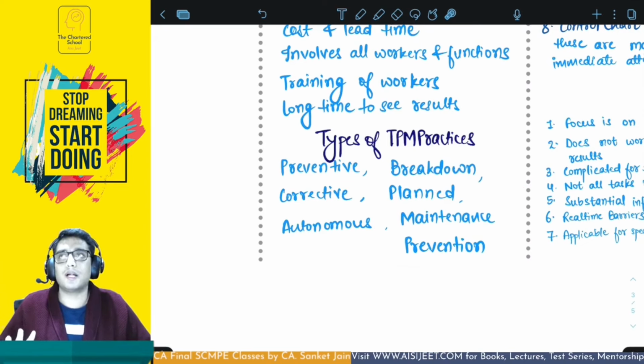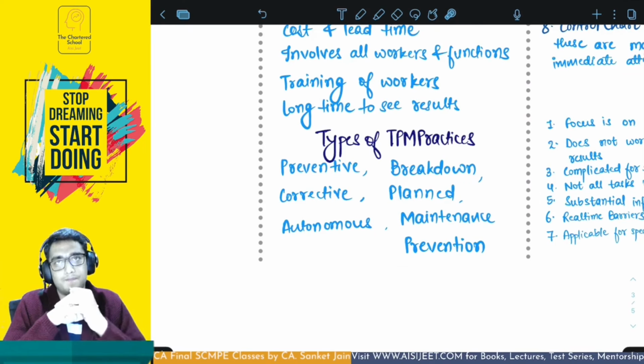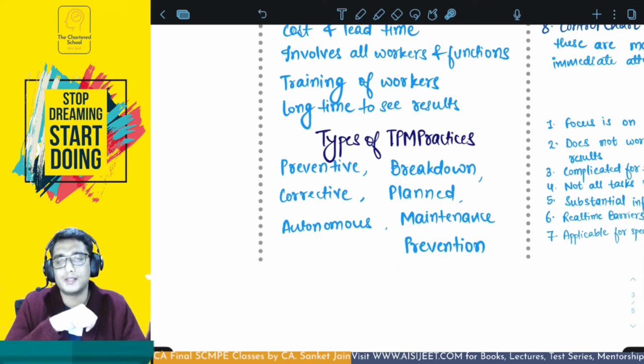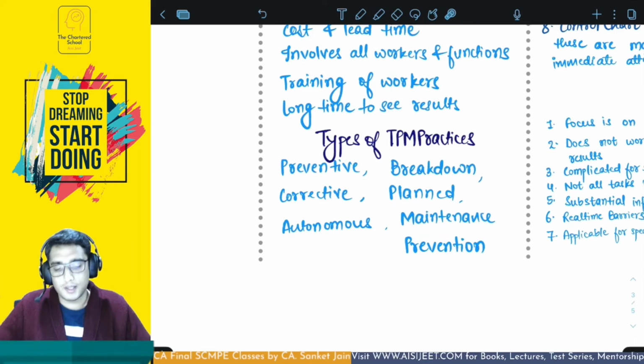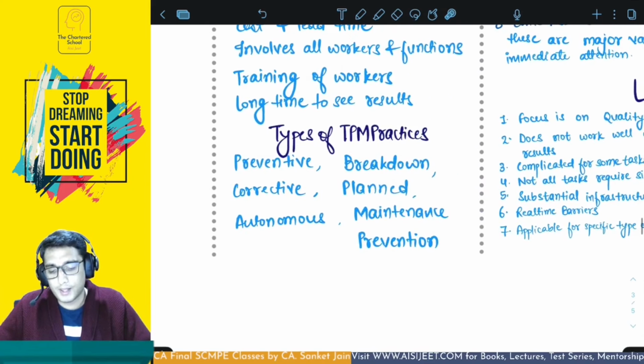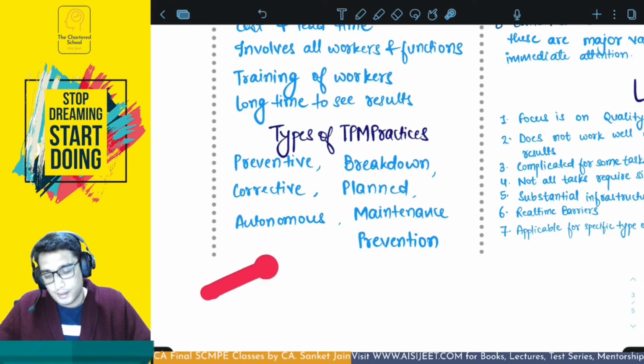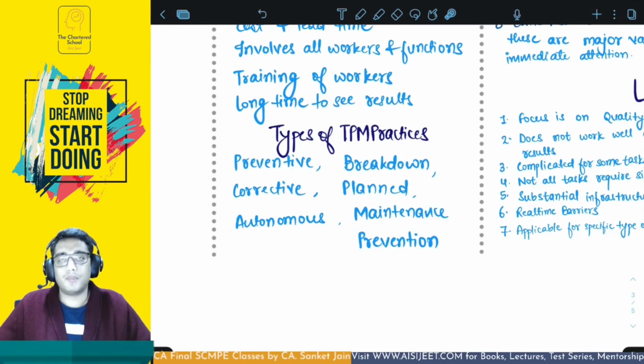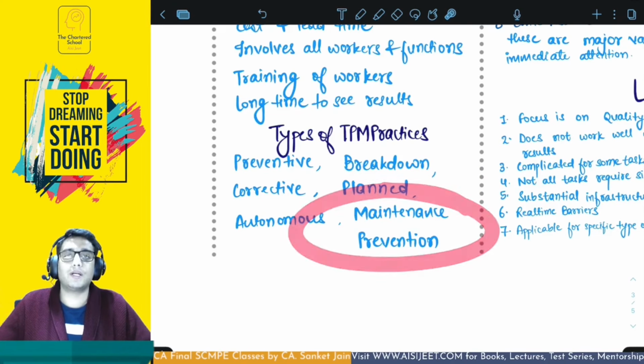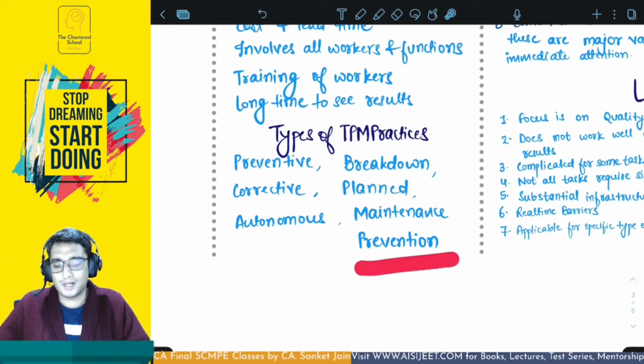So what we understand is that if we look at it from the example of cars, there are certain cars which require more maintenance, certain cars which require lesser maintenance. That is what is being considered here. There will be certain equipment that might require lesser maintenance. So the maintenance staff is going to work with the engineering staff to create a machine or equipment which requires a lesser amount of maintenance. That is maintenance prevention. These are the types of TPM practices.